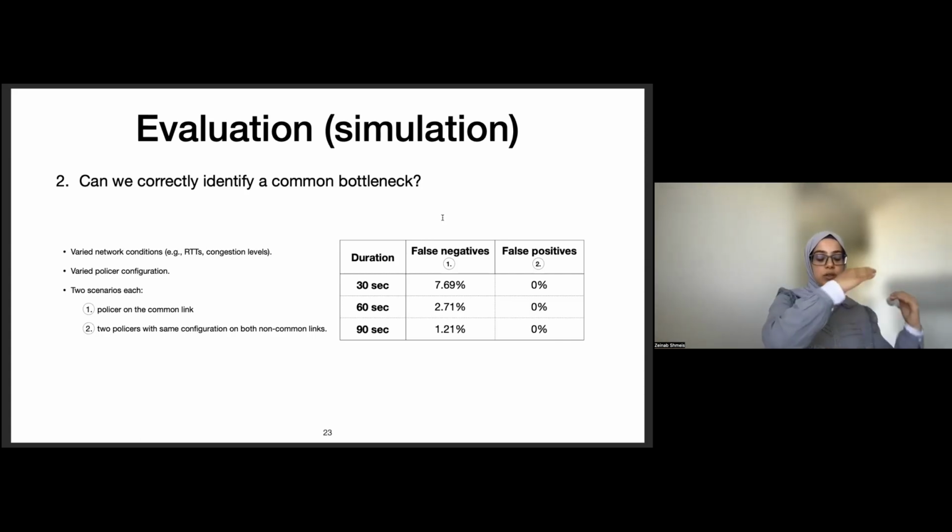We used continuous TCP flows in our simulation, and we ran the experiment for different durations: 30 seconds, 60 seconds, and 90 seconds. In all of these, we didn't find any false positive, which is a good thing. As for the false negative, we had a low false negative rate, around 8%. And the rate keeps reducing as we increase the duration, which is reasonable, because with more measurements, we are more accurate in computing the loss ratios and the probabilities.